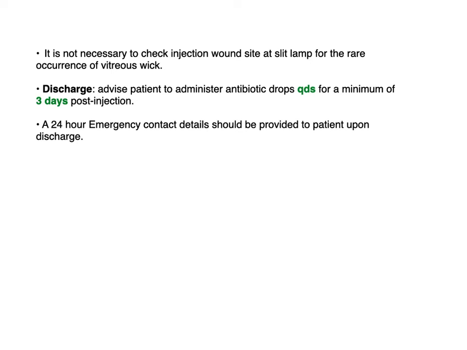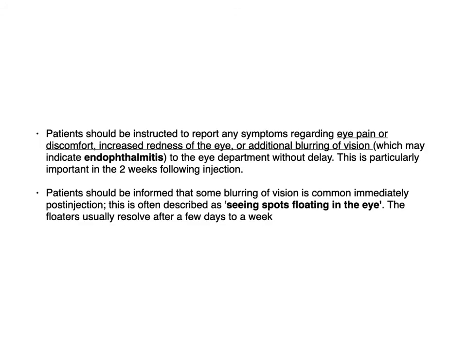After injecting, the patient is discharged and informed about 3 entities. The first one is the post-injection eye drops, the second one is the signs of endophthalmitis, and the third one is the hotline or the contact number to call in case of emergencies. The patient should be informed about seeing floating spots after injection. It may frighten the patient if he doesn't have a preset idea about this sign.